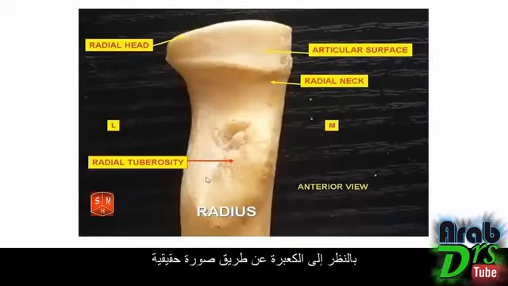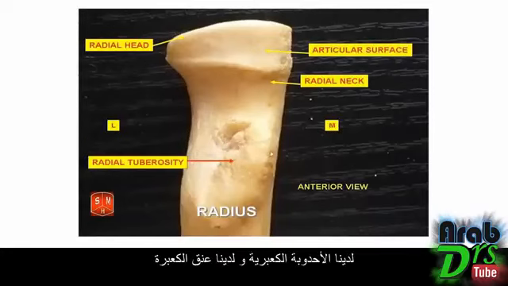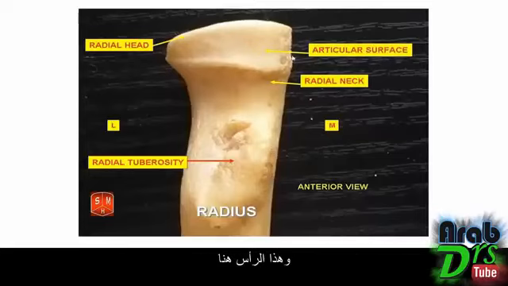So looking at the radius, just a real life image. You've got the radial tuberosity, you've got the radial neck, and this head here.